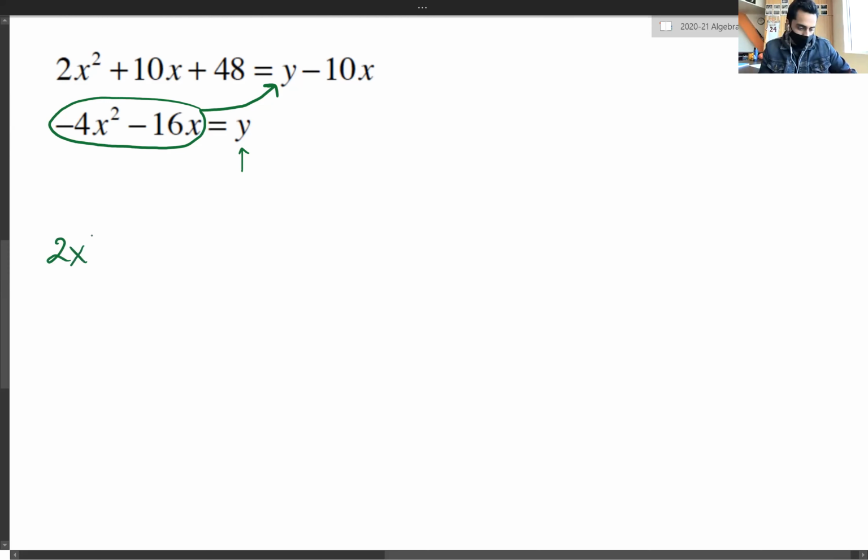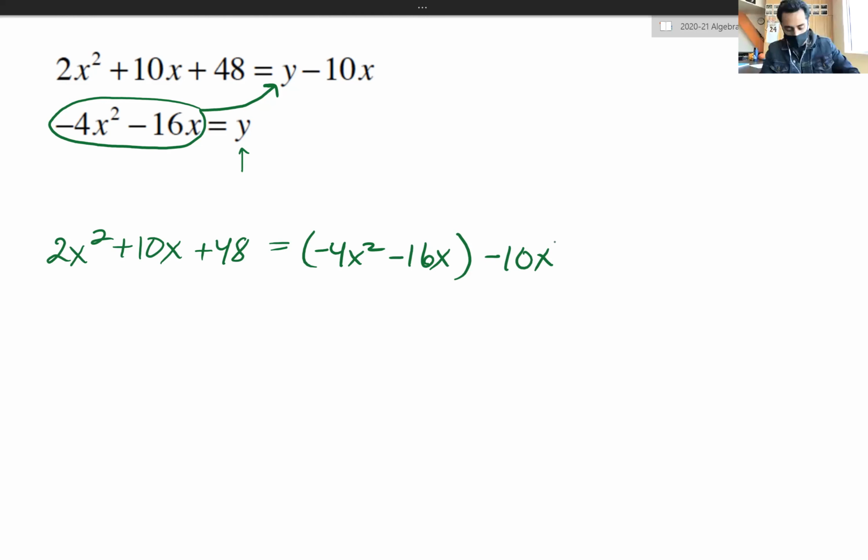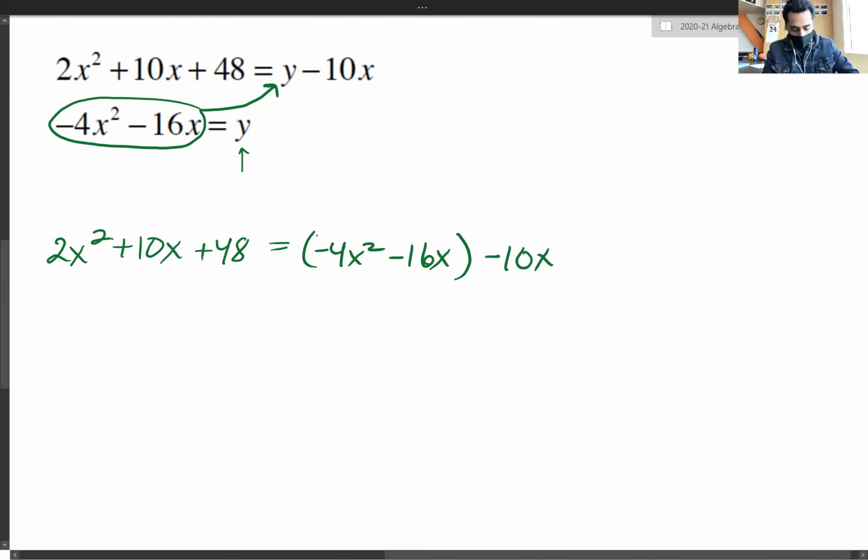So what we have now is 2x squared plus 10x plus 48 is equal to, what's my y? My y is actually negative 4x squared minus 16x. And then we have minus 10x. All right, so the parentheses actually aren't doing much right now. There's nothing that's going to be distributed into them. In fact, I could just get rid of them.